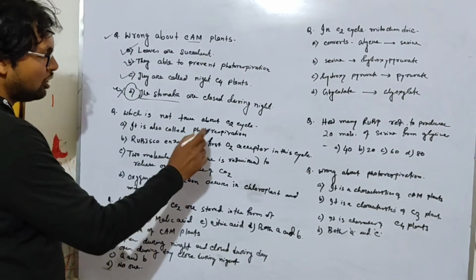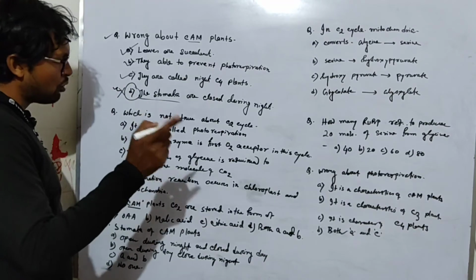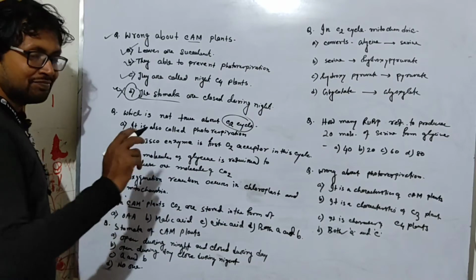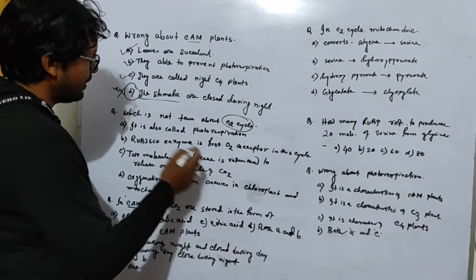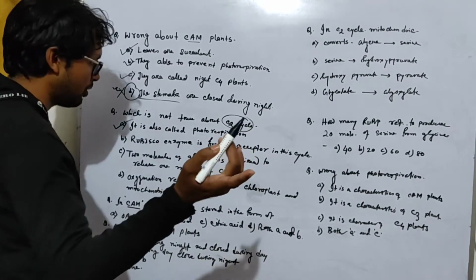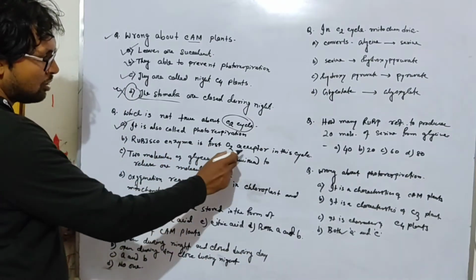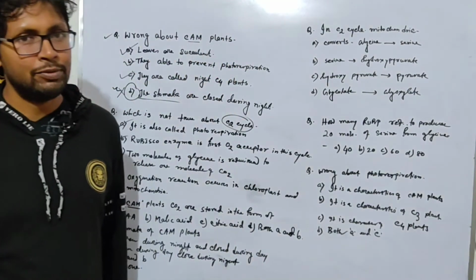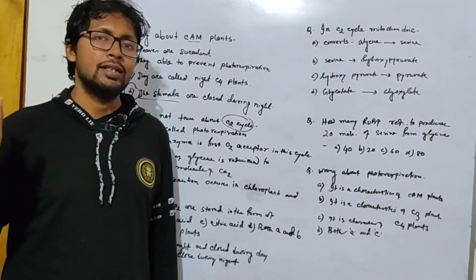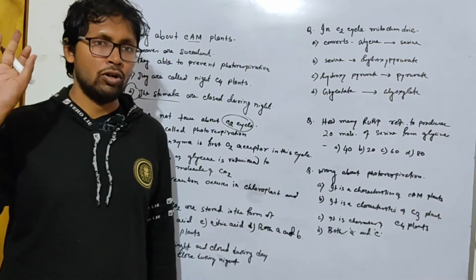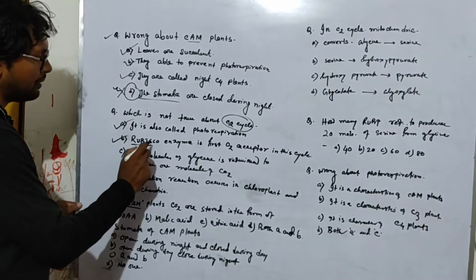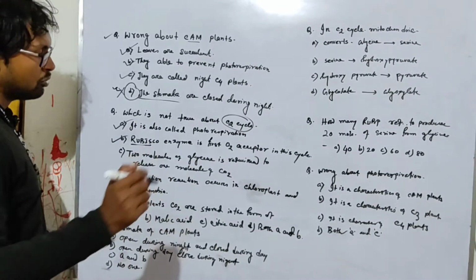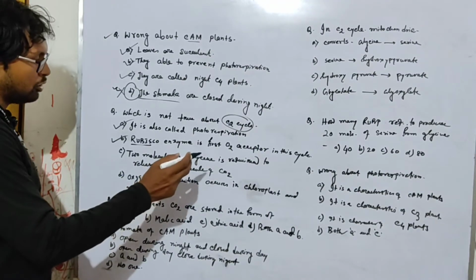Okay. Now, which is not true about the C2 cycle? The C2 cycle is photorespiration. It is also called photorespiration. Rubisco enzyme is the first oxygen acceptor of the cycle. Yes, in this case Rubisco's carboxylase activity is shut down and its oxygenase activity is on. So Rubisco here acts as an oxygenase enzyme, not carboxylase.